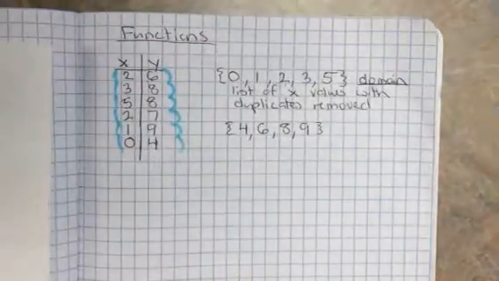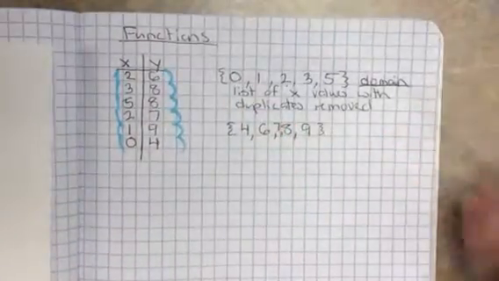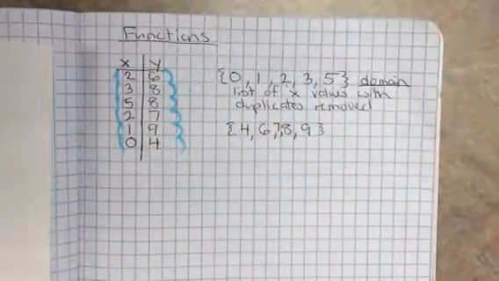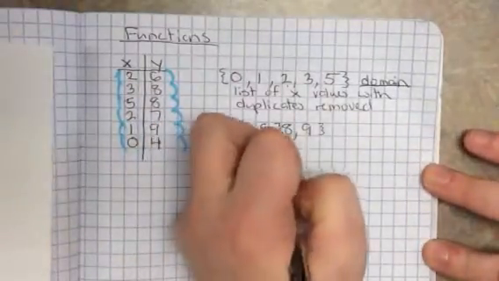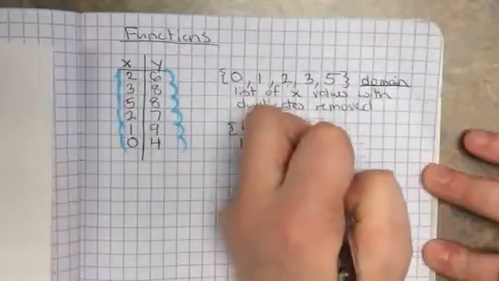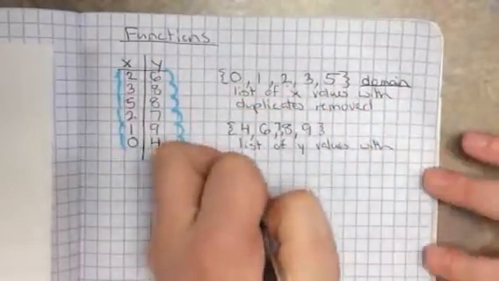You didn't write down 7. Oh, you're right. Let's squeeze in our 7. There we go. 4, 6, 7, 8, 9. So this is the same thing, but now it's the Y's. List of Y values with duplicates removed. And now what are these called? You're right.